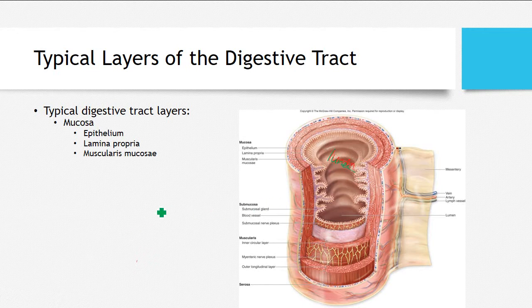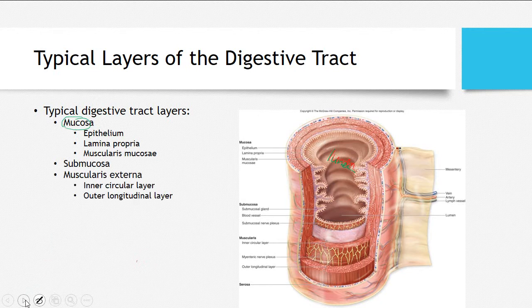The closest one to the lumen is the mucosa layer, just like the mucosa layer when we talked about the trachea. Underneath it will be the submucosa. And underneath that, we have the muscularis externa. Those are the two muscles that we just talked about in regards to peristalsis and segmentation. And then the final layer is the serosa.